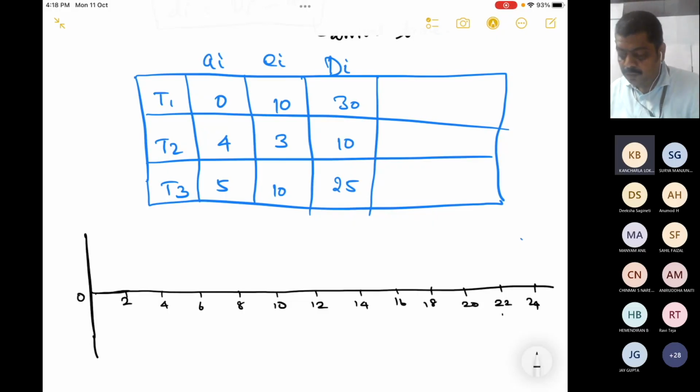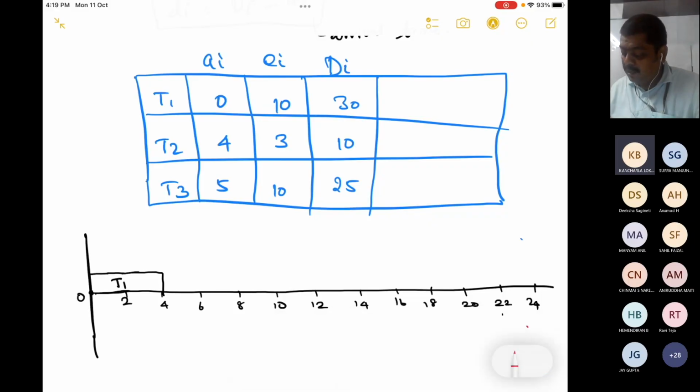Okay, now at time 0, only one task is ready, that is T1. The execution time of T1 is 10 time units. So I try up to 1 and check whether any task is ready. No one is ready. Then I extend to 2. At 2, is anyone ready? No. Then extend to 3. Nobody. And extend to 4. Till then T1 is running, up to 4 time units.